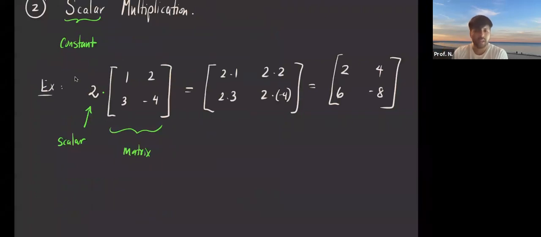It's also kind of intuitive, right? So if you multiply C times A, and you want to know what the ijth term is, you're basically just taking every entry of the matrix and multiplying it by that constant.